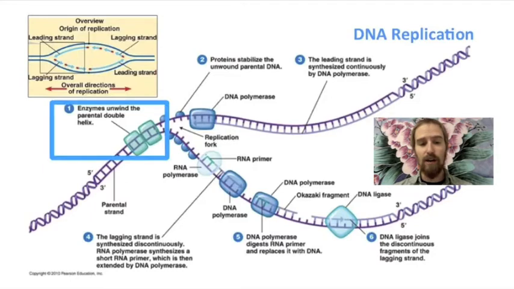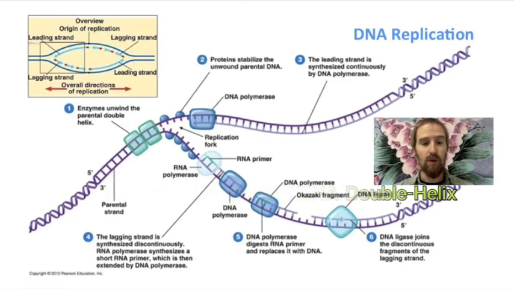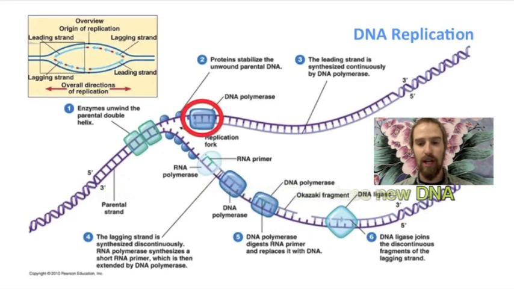This enzyme here is responsible for unzipping the DNA double helix, and it is called helicase. Different protein molecules bind to the DNA to hold the double helix apart here at the replication fork, and an enzyme called DNA polymerase lays down complementary nucleotides using the existing strand as a template and matching up bases according to the rules of base pairing.